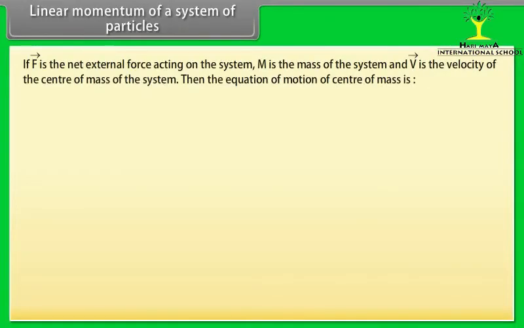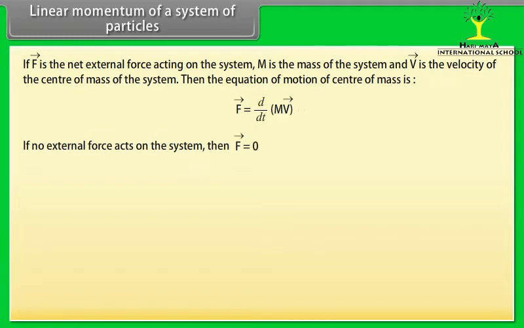Linear momentum of a system of particles. If F vector is the net external force acting on this system, m is the mass of the system, and v vector is the velocity of the center of mass of the system, then the equation of motion of center of mass is F vector = d/dt of the product of m and v vector. If no external force acts on this system, then the F vector will be equal to 0. By putting the value of F vector in the above equation, we get d/dt of the product of m and v vector = 0.